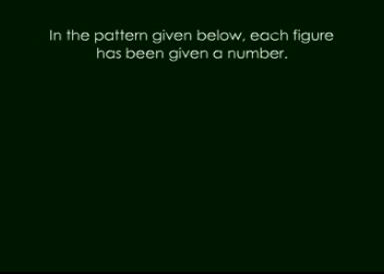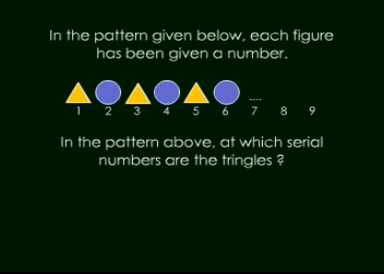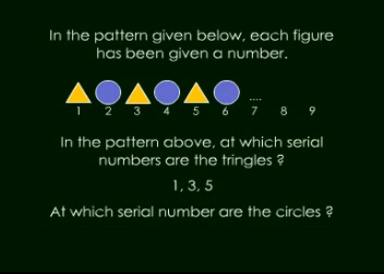In the pattern given below, each figure has been given a number. 1, 2, 3, 4, 5, 6 like that. In the pattern above, at which serial numbers are the triangles? Now tell me, at which numbers there are triangles? 1, 3, 5. Correct. And at which serial numbers there are circles? 2, 4, 6. Very good.